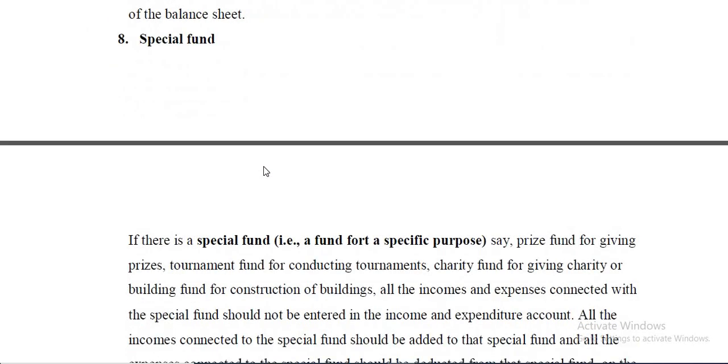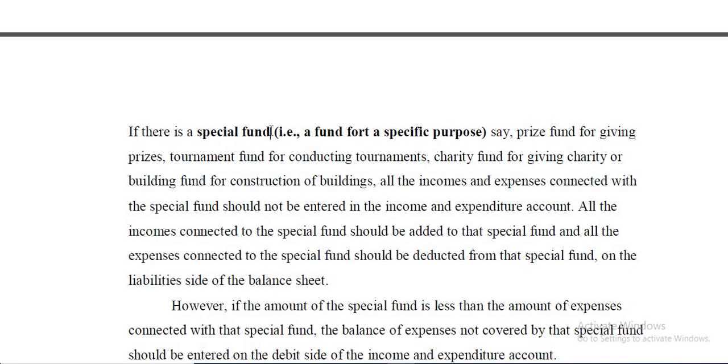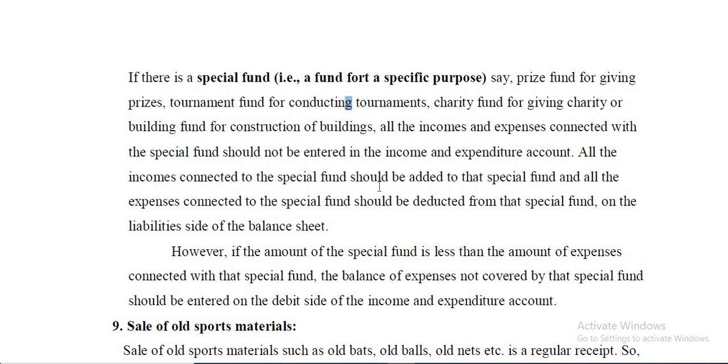Let us move on to the next item, special fund. Already I told you, a special fund is for a specific purpose. For example, a prize fund. What is the purpose of that? To give away prizes to the students, for example. Then a tournament fund is created for the purpose of conducting tournaments. It could be kabaddi tournaments or volleyball tournaments or any tournament, to encourage sports. Then charity fund. The purpose is giving charity, not to make profit, but to run charity or for charitable purposes. Building fund is for construction of buildings. All the incomes and expenses connected to the special fund should be entered on the income and expenditure account.